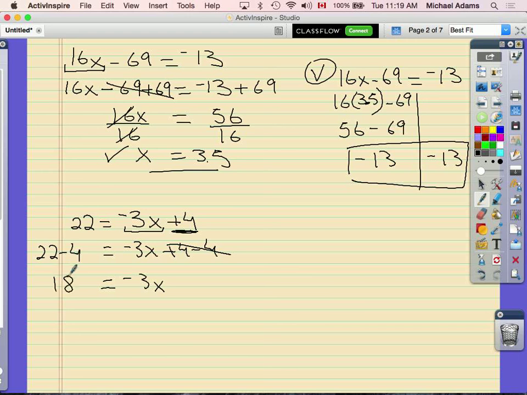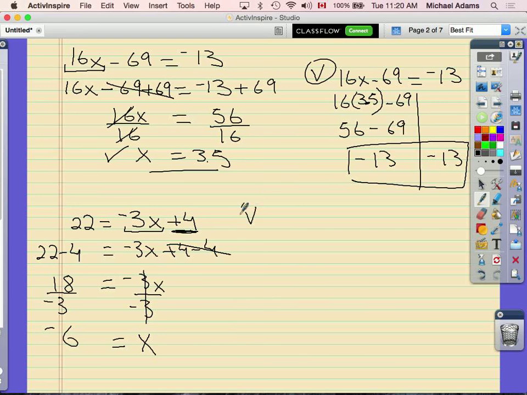Okay, so now what do we do? In order to isolate the variable, I have a negative 3 multiplying the x. So the opposite of multiplying by negative 3 is to divide by negative 3. Don't forget your negative signs. That's super important. Negative 3 divided by negative 3, they cancel each other out, and I'll end up with a positive x. Now I'll do the same thing over here, divided by negative 3. 18 divided by negative 3 gives me negative 6.